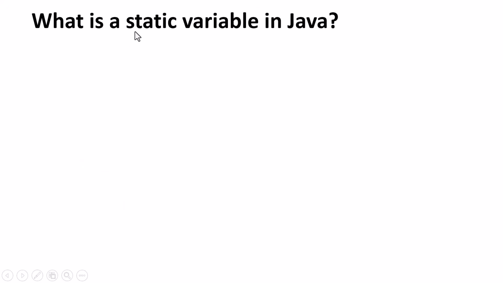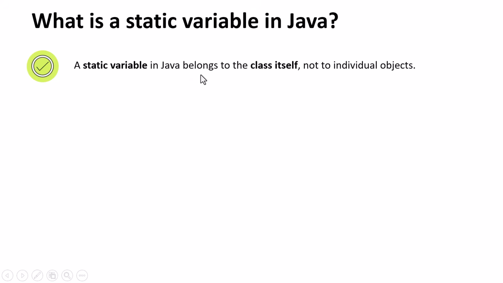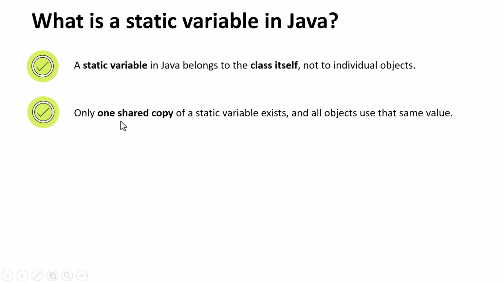Next question. What is a static variable in Java? A static variable in Java is a variable that belongs to the class itself, not to individual objects. That means only one copy of the static variable exists and all objects of that class share the same value. This is different from instance variables where every object gets its own separate copy.